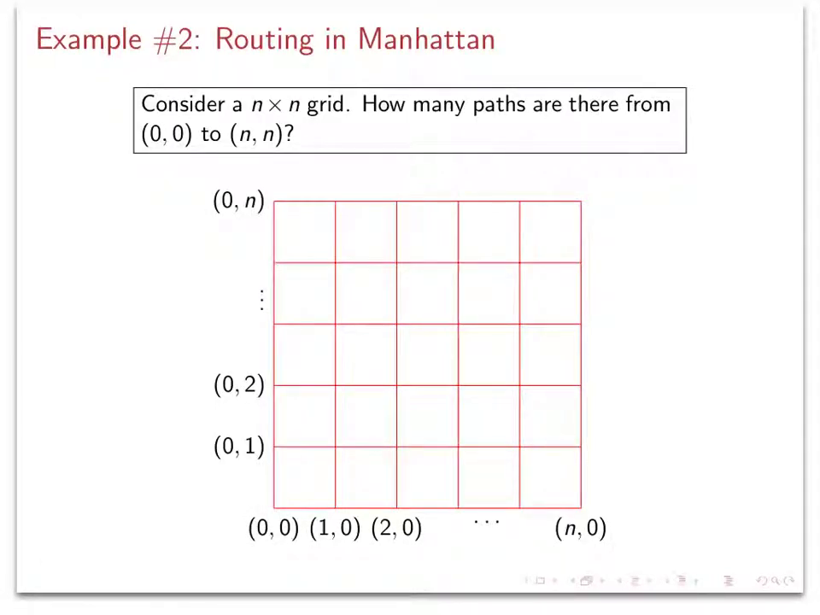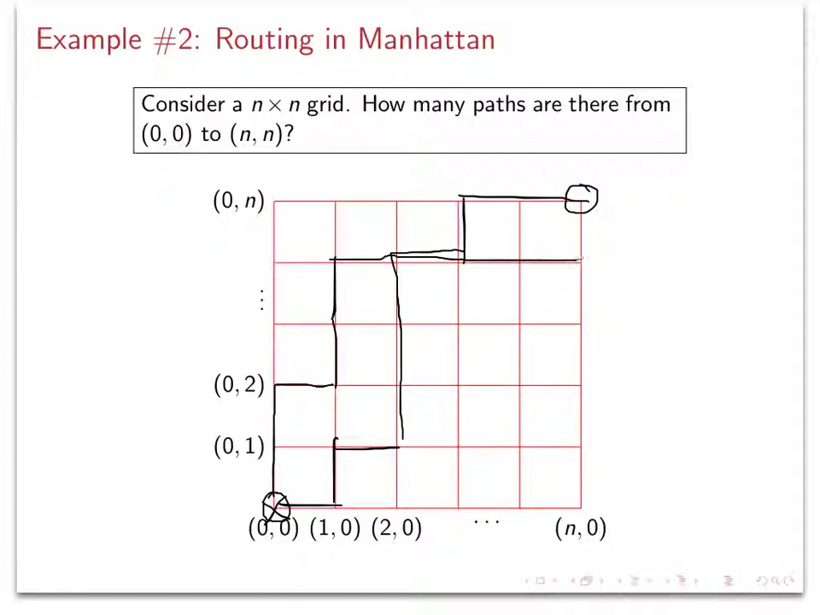Here is a more interesting problem. Consider an n cross n grid, just like in Manhattan. Our goal is to get from here, the (0,0) point, to the (n,n) point, and we are allowed to traverse along the grid, so we are not allowed to take a diagonal. The question is, how many ways are there of going from (0,0) to (n,n)? Let me give you 2 examples of how we would go. Here's path number 1. Path number 2 is like that. And let me show you another one.